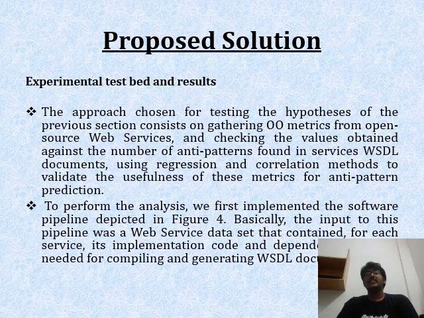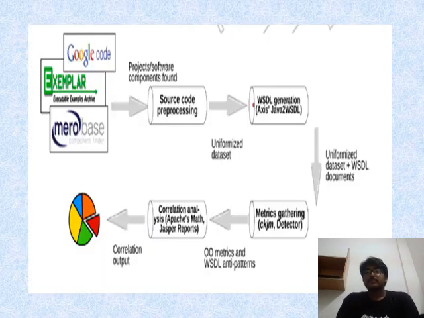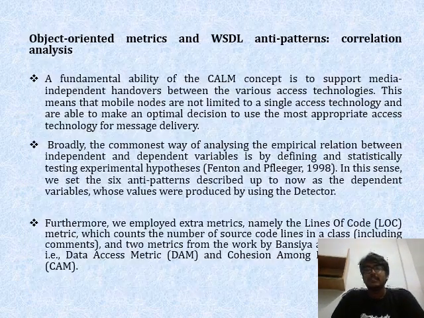So we are using the OO metrics gathered from open source web services to check the values obtained against the number of anti-patterns found in the WSDL documents. These are the basic structure of a WSDL document, what it contains, and how it works.